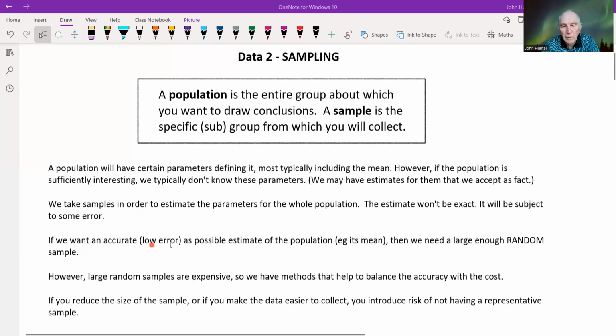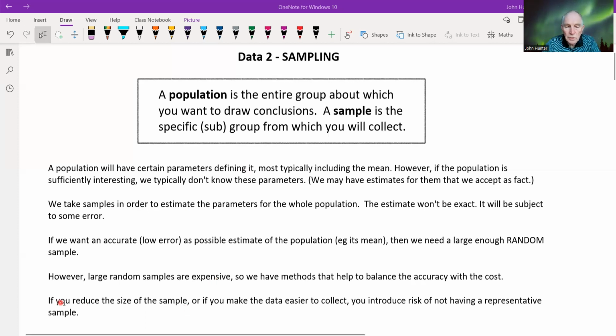If we want an accurate, low-error estimate, then what we basically need is a large enough random sample of the data. Sounds easy enough, but actually making your sample random is not always that straightforward. And of course, large samples are expensive. So the science of sampling is really all about making a balance between accuracy and cost.